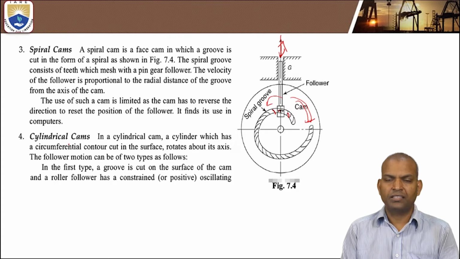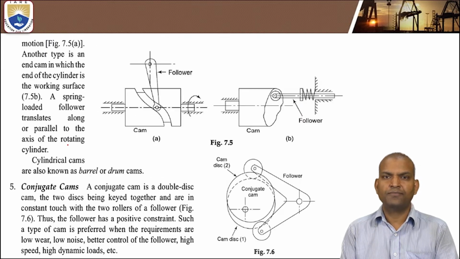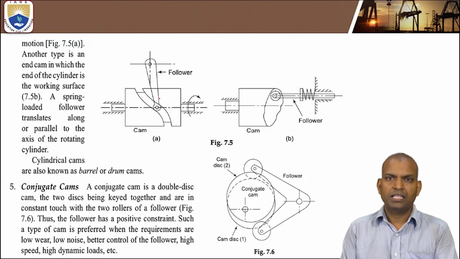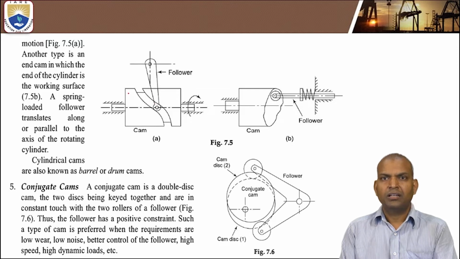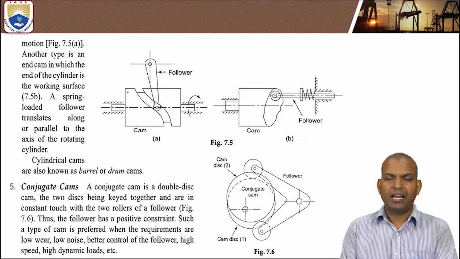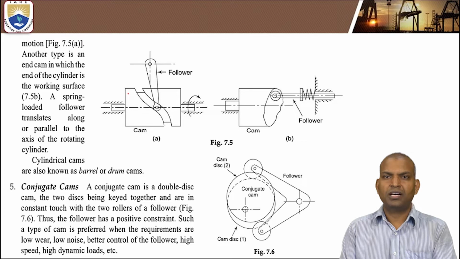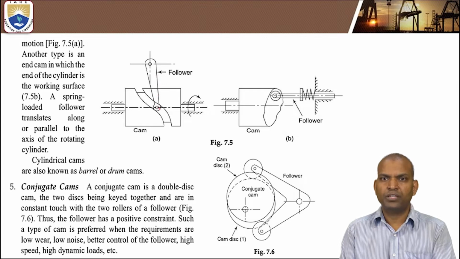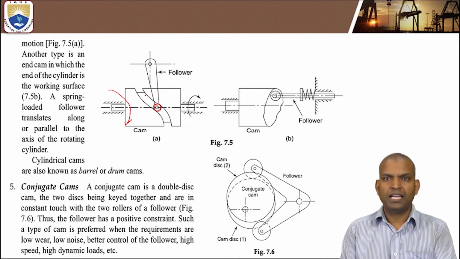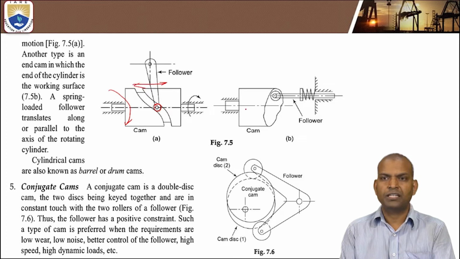The fourth type of cam by shape is the cylindrical cam. In the case of cylindrical cams, the cam is in the shape of a cylinder. On the surface of the cylinder there is a groove, and the groove is in touch with the follower at one end. When the cylindrical cam rotates, based on the direction, the follower will oscillate.